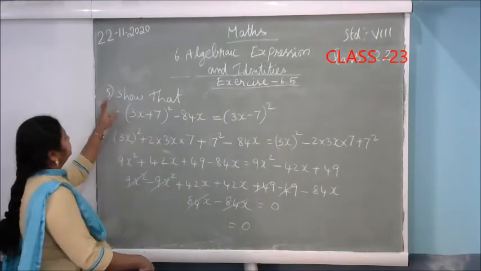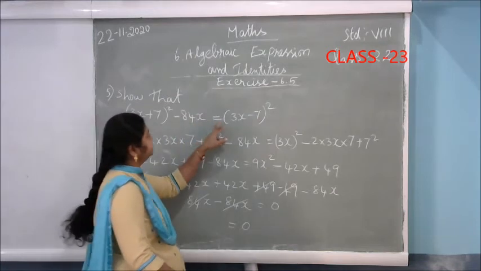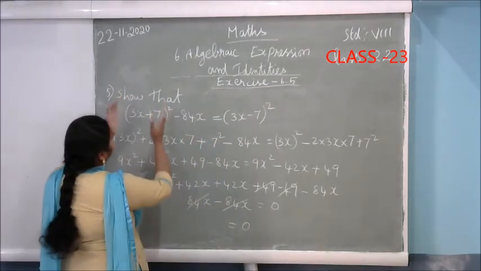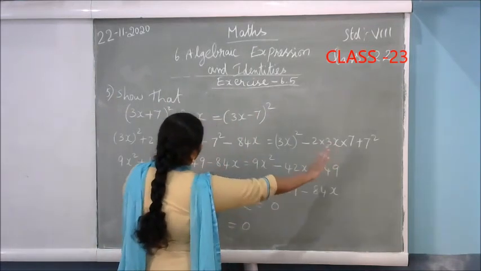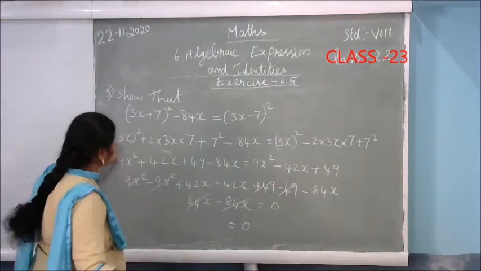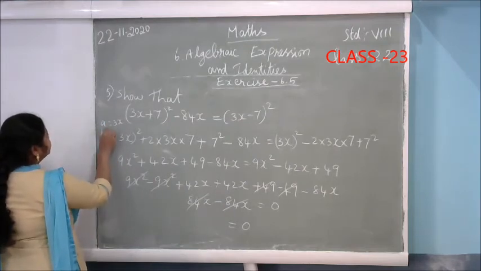See the fifth sum, show that (3x plus 7) the whole square minus 84x is equal to (3x minus 7) the whole square. Using the first identity you have to solve this side. Using the second identity you have to solve that one. Using the first identity I solve this. Instead of a, what is here? Instead of a, 3x is here, and instead of b, 7 is there.